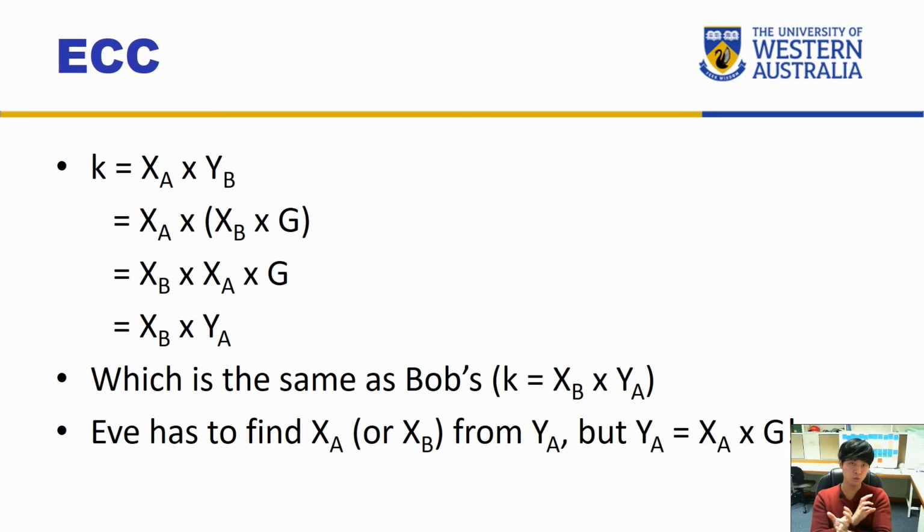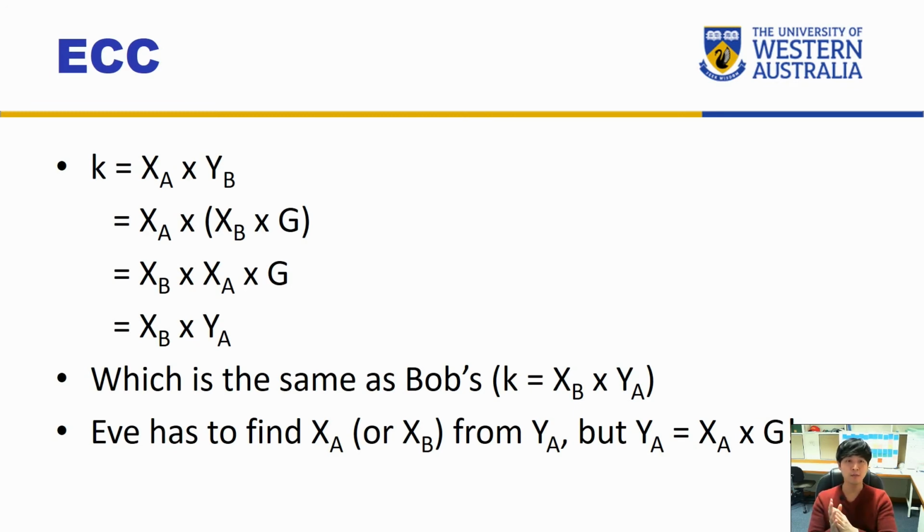Now we can swap the order around for these operations. It needs to meet some certain criteria, but you use operations that meet those criteria. So now I change the order around so that it's XB times XA times G. Then we can group XA and G together. This will create YA. So we can see that XA times YB is equivalent to XB times YA.